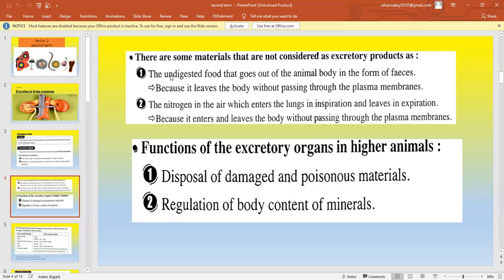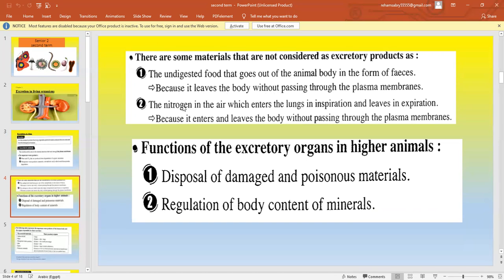Undigested food is formed in our large intestine, is present in our rectum, and is ejected out of the body through the anus. This undigested food is not considered an excretory product. Why? Although it is a waste and it is dangerous for the body, it did not pass through the plasma membrane. So we get rid of it without passing through the plasma membrane; the body ejects it through the anus because it leaves the body without passing through the plasma membrane.